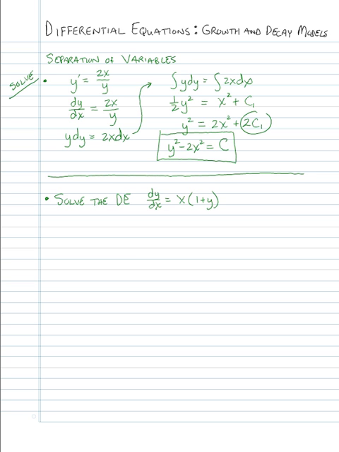As we normally would do with separation of variables, we get all of the y expressions on one side and all of the x expressions on the other. To do that in this case, we would need to multiply both sides by dx, but we'd also need to divide both sides by 1 plus y, or multiply by the reciprocal of 1 plus y, which is my preference. When we multiply by 1 over 1 plus y, on the left side I'll have 1 over 1 plus y times dy. And then on the right side, I'll have x dx.